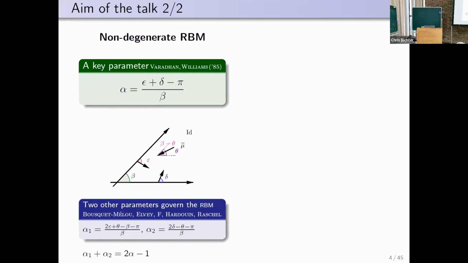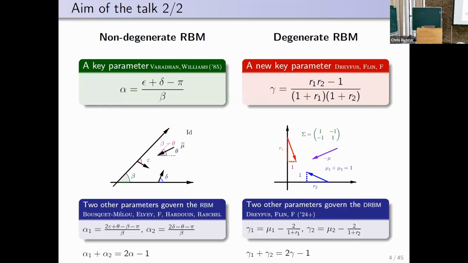And so today, I'm going to explain how to define a new key parameter, which we call gamma, in the degenerate case this time, for degenerate reflected Brownian motion, which will be, in some sense, the analogue of alpha, but in the degenerate case. And so we'll also have two other parameters, gamma 1 and gamma 2. I will not emphasize on it. In fact, if I were more precise, alpha corresponds to a minus gamma plus 1. It just depends on the convention.